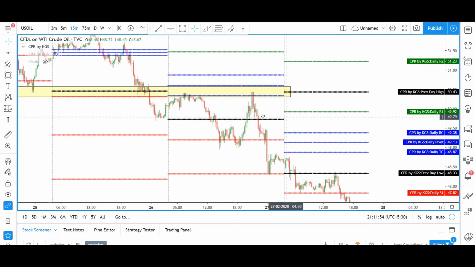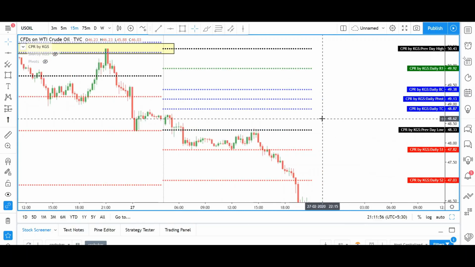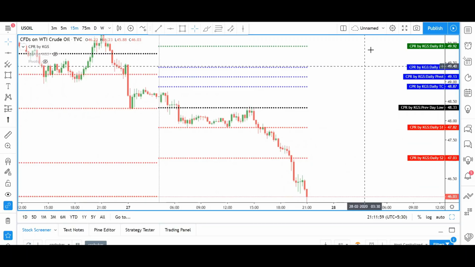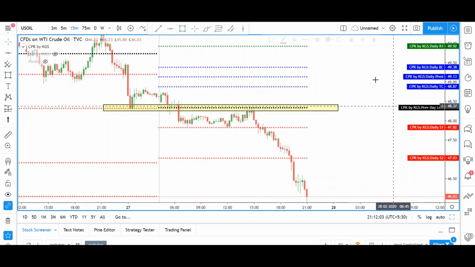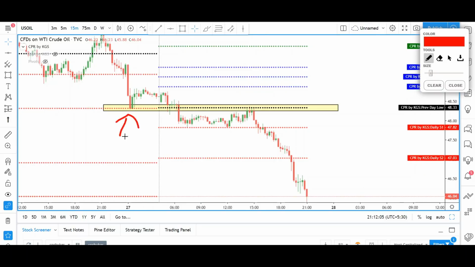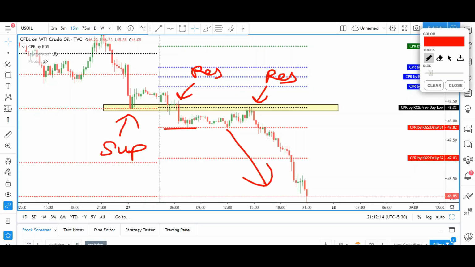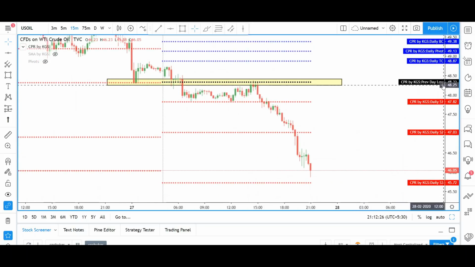Now, similar way, see previous day low. See this particular area. This is a support, and that support is turning into a resistance. Market has a heavy fall. This low is broken. S1 is broken. Short, short, short. Market is down. Clear? Now you might have understood the trend of crude oil.